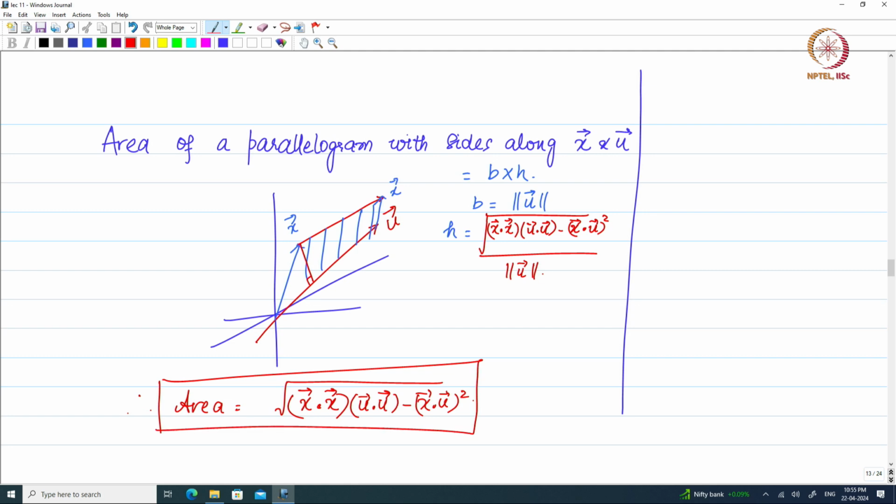Having found the area of the parallelogram, we are going to look at something more, which we will see in the next class. We are going to define the idea of cross product, and we will see that the area of this parallelogram is the length of the vector you get out of doing a cross product. We will define cross product and all those things in the next lecture.